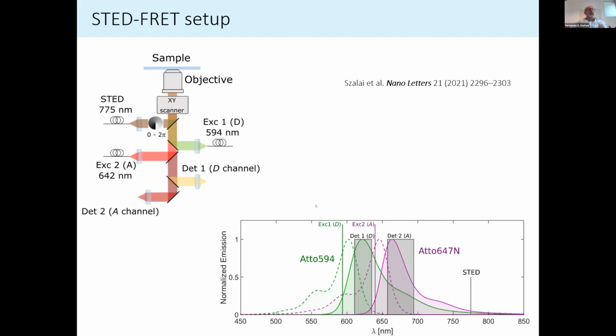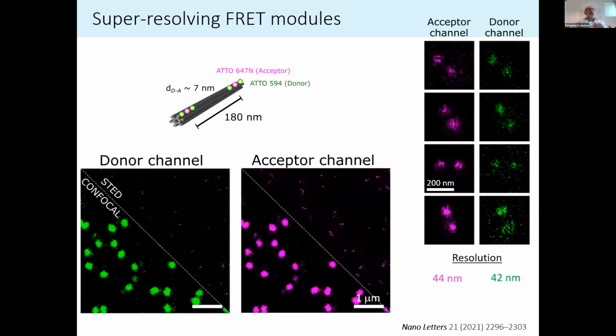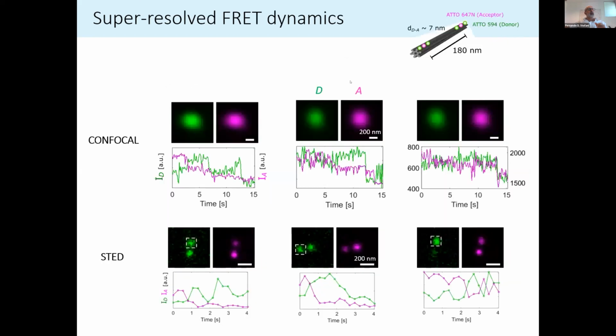And we have achieved this using STED. The setup consists basically of a 2-color STED microscope, nothing more. And all you need is, okay, here is the example using DNA origami. I have to go quickly over this. We can clearly resolve the 2 FRET modules that we built on this DNA origami. And we can also see them performing dynamic FRET, and we can super resolve each one of the FRET modules.